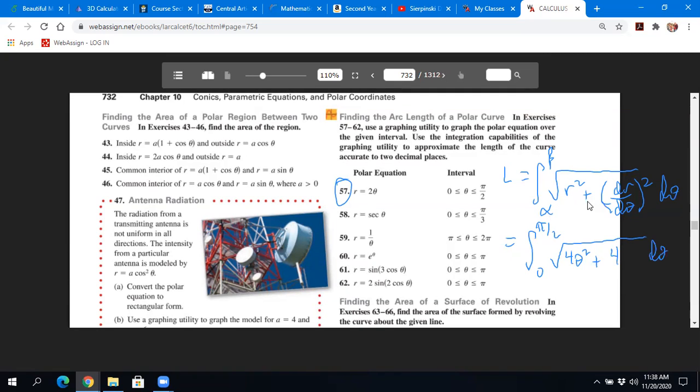d theta. Okay, so then what would you do? Integral from 0 to pi over 2. I could factor out 4, couldn't I? And in the end, that's going to pull out a factor of 2, because the square root of 4 is 2. Square root of theta squared plus 1 d theta. How do you do that?